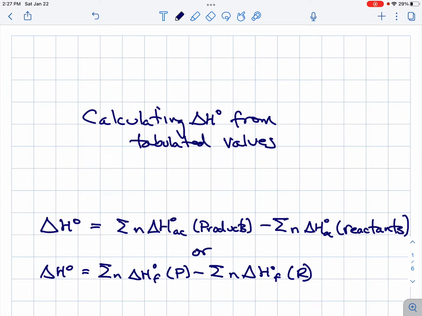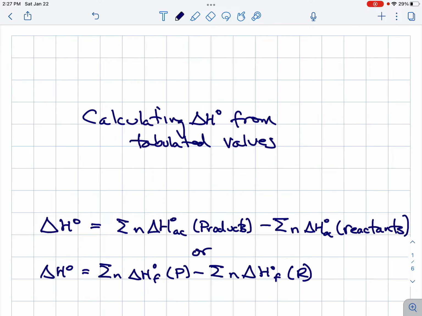This is a more exact calculation than the way that we learned to estimate earlier in the course using bond energies, and it's a little less cumbersome than using Hess's law because you don't have to have every reaction add up to everything. You're given these values and you just plug them in. Most students prefer this because it's more plug and chug, more straightforward. However, it's important that you understand what you're doing and not just how to do it. So we're going to do a little bit of that.